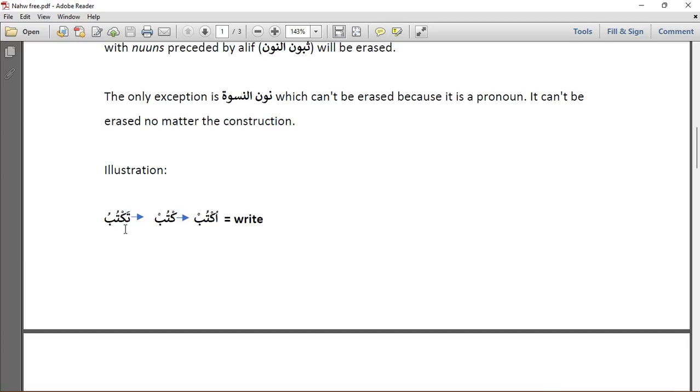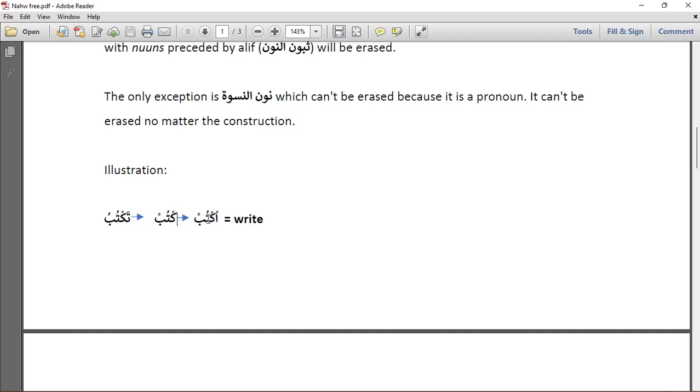So we have taktubu, which is from kataba. This is the singular form of second person, which is male. So the first step, remove the harful mudara. After removing the harful mudara, we give it sukun. So we replace the damma with sukun. So we have kaf sukun, ta damma, and ba sukun. This we cannot pronounce. A word cannot start with sukun. We won't be able to pronounce it.